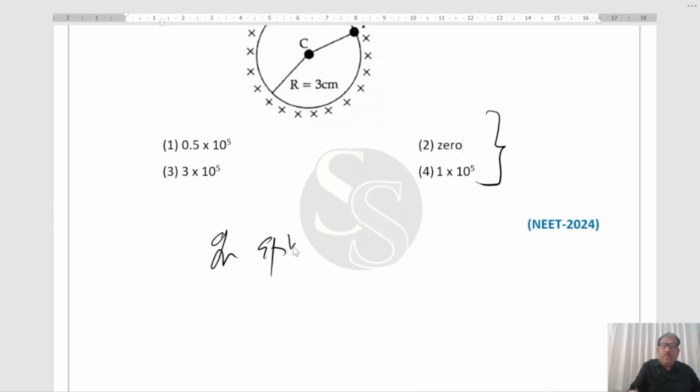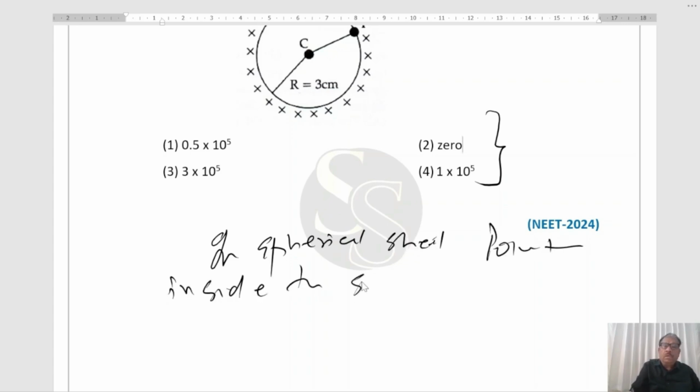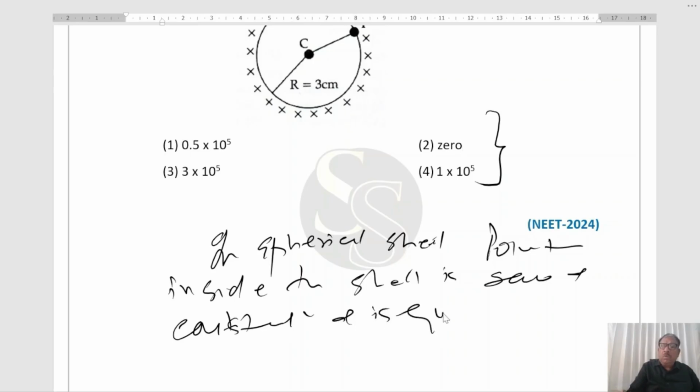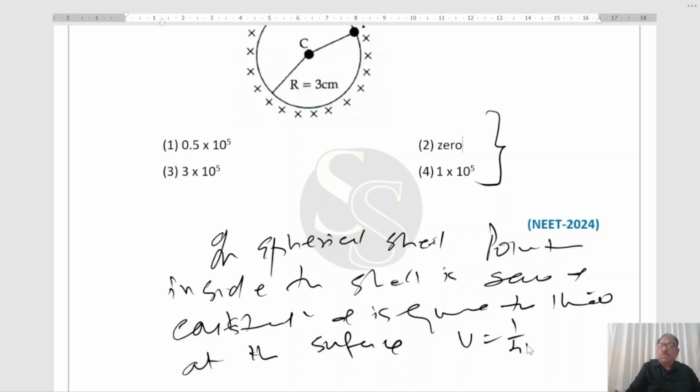in the spherical shell, potential inside the shell is same and constant and is equal to that at the surface. That is, at the surface we have 1/4 pi epsilon naught Q upon R.